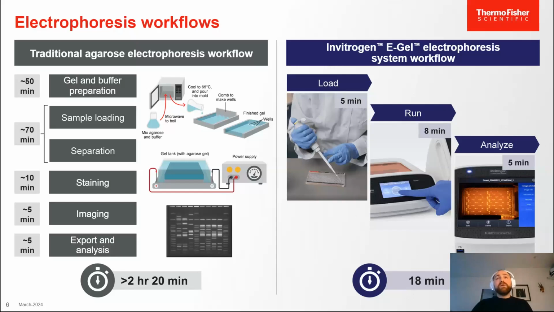If you really want to shorten it, you can use the Invitrogen eGel electrophoresis system workflow, which is very simplified. We have just 3 steps: load, run, and analyze, because you don't need to prepare the gels or the buffers. You just load your samples and run them on an instrument that is capable of both running and imaging them all at once. So the total runtime can be just 18 minutes.